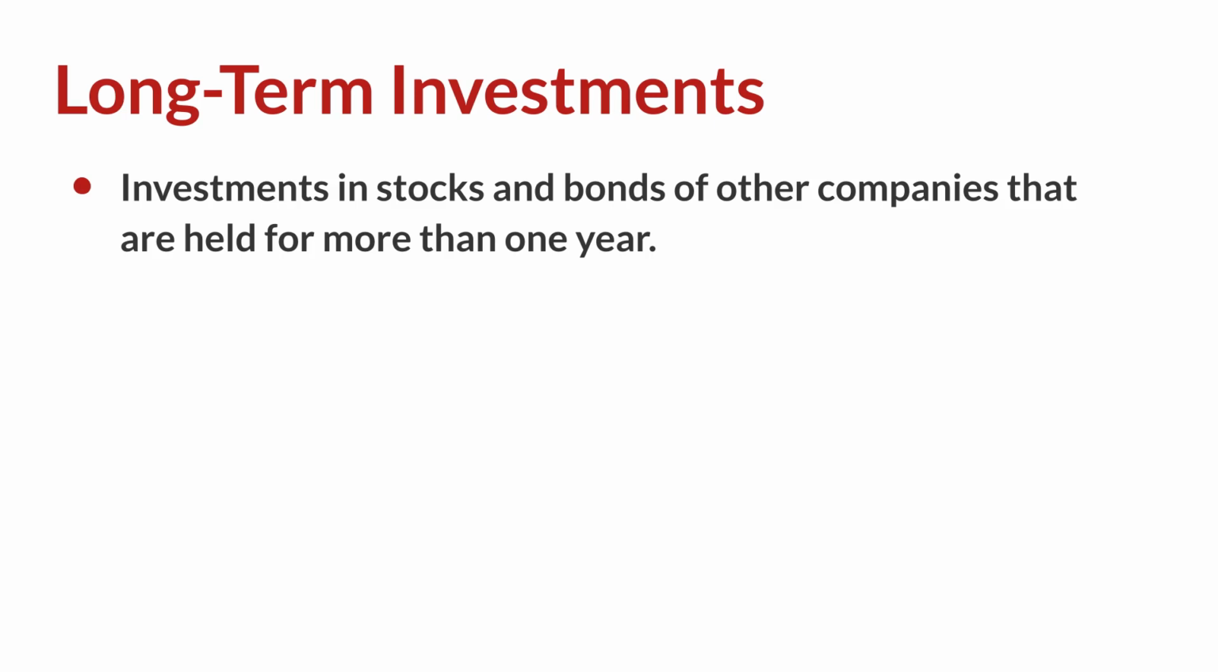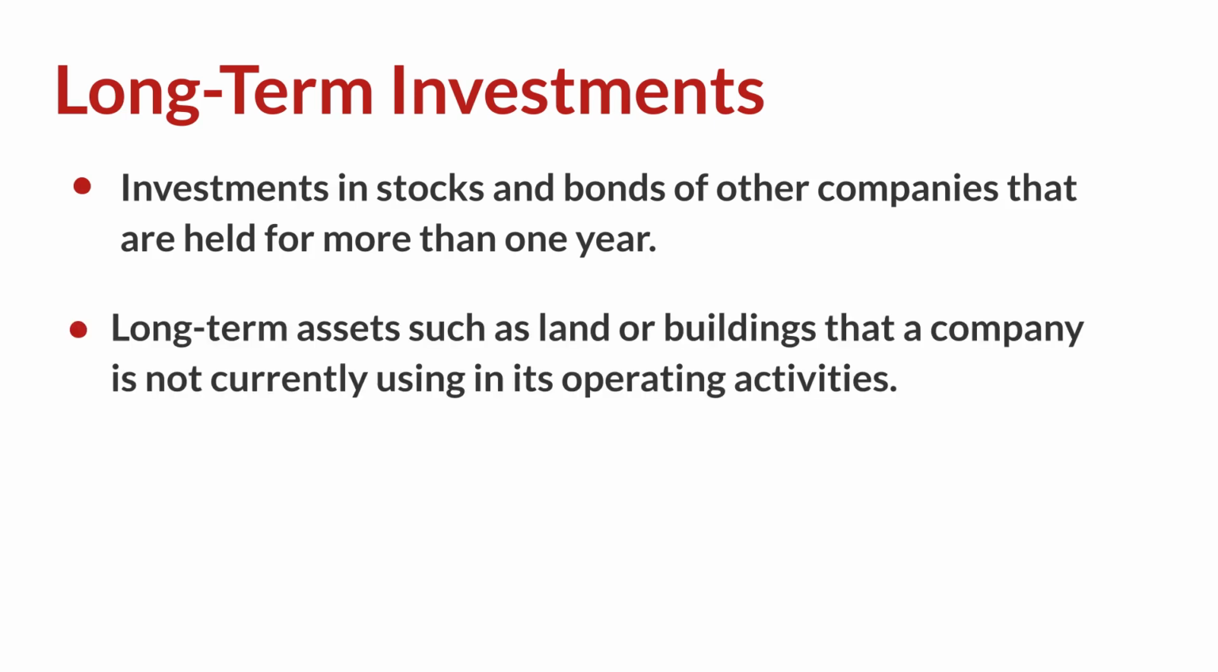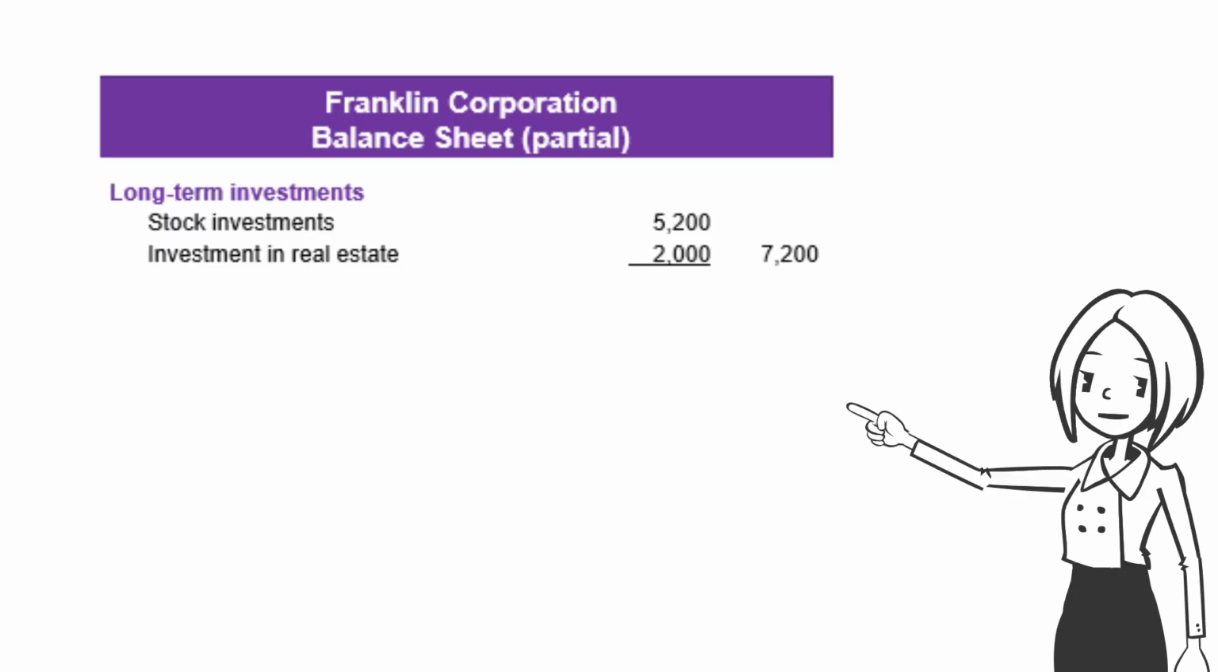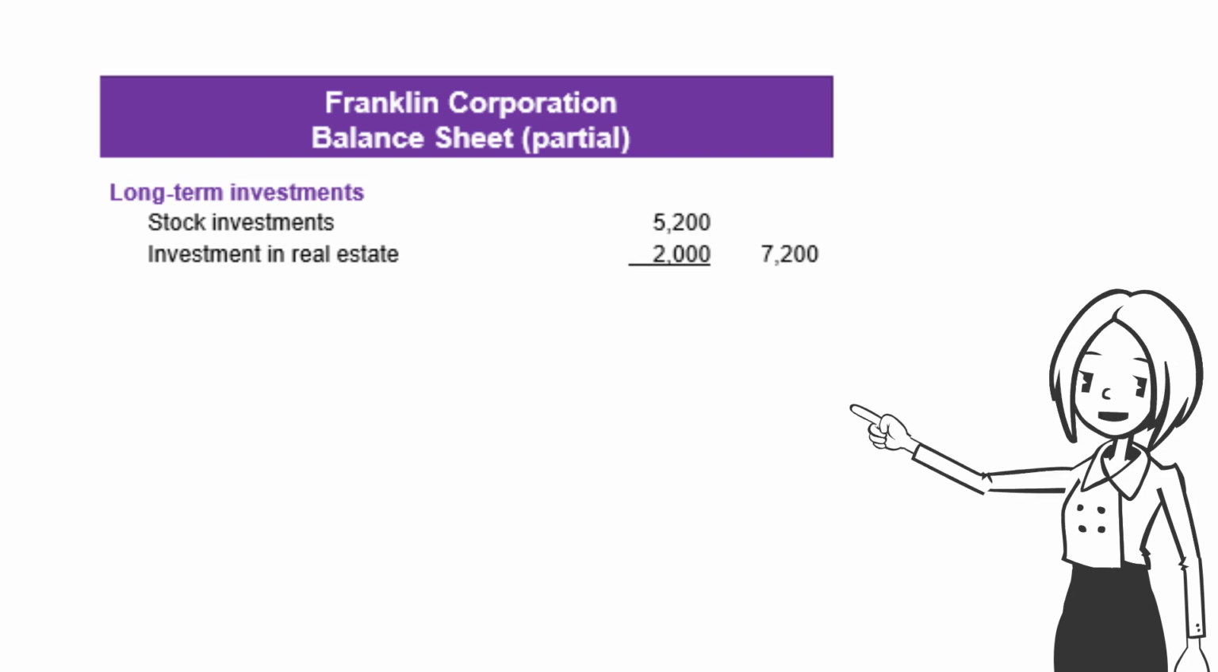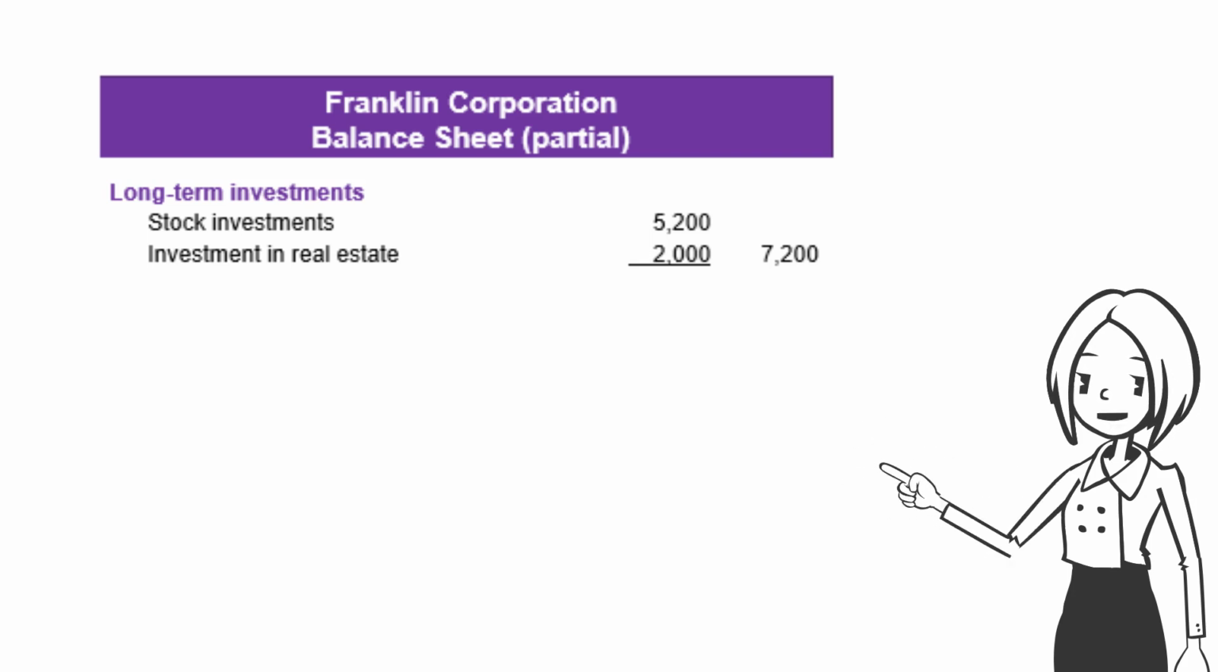Long-term investments are generally investments in stocks and bonds of other companies that are normally held for more than 1 year. Long-term assets, such as land or buildings that a company is not currently using in its operating activities, are classified as a long-term investment. And lastly, long-term notes receivable would also be classified as a long-term investment. Franklin Corporation reported total long-term investments of $7,200 on its balance sheet. Long-term investments are often referred to as simply investments.